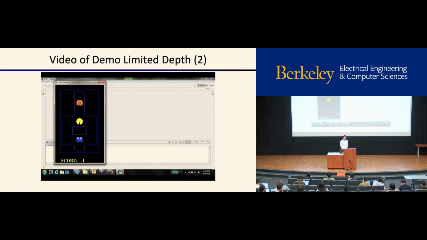Except then, because the ghosts have to compute what they're going to do too, and then Pac-Man recomputes, we get pinned. Pac-Man gets trapped. Pac-Man essentially couldn't look far enough ahead to figure out how to avoid this particular scenario.